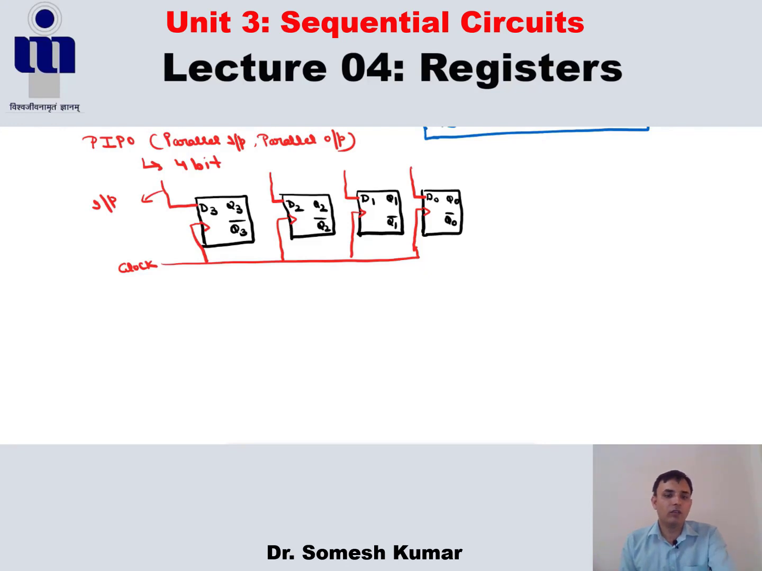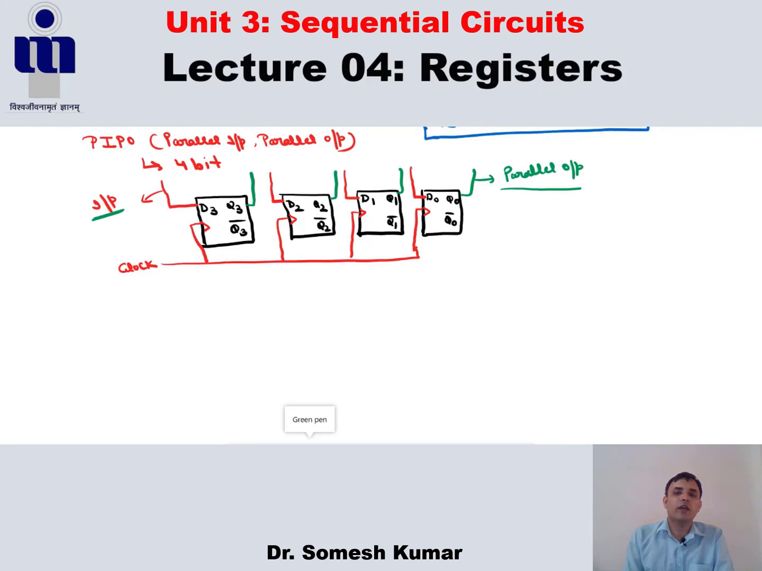And what about the outputs? This is the input and this is the output. This is the output, and this is the output. So from this circuit diagram, it is clear that input is given parallelly and the output we are getting parallelly. That's why it is called parallel input, parallel output.